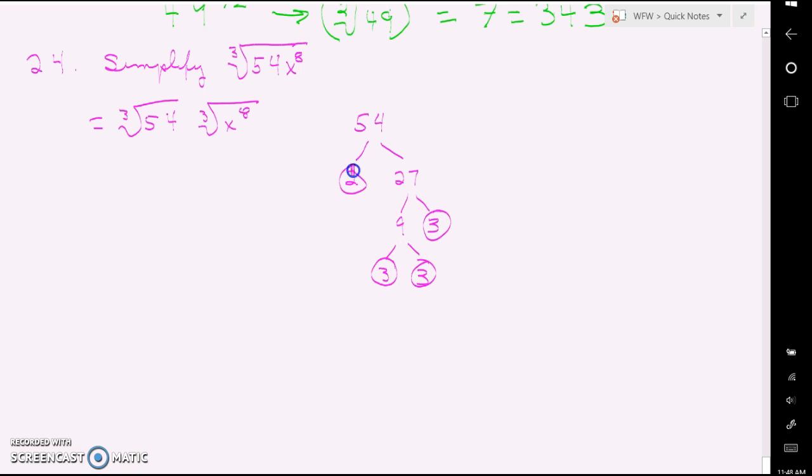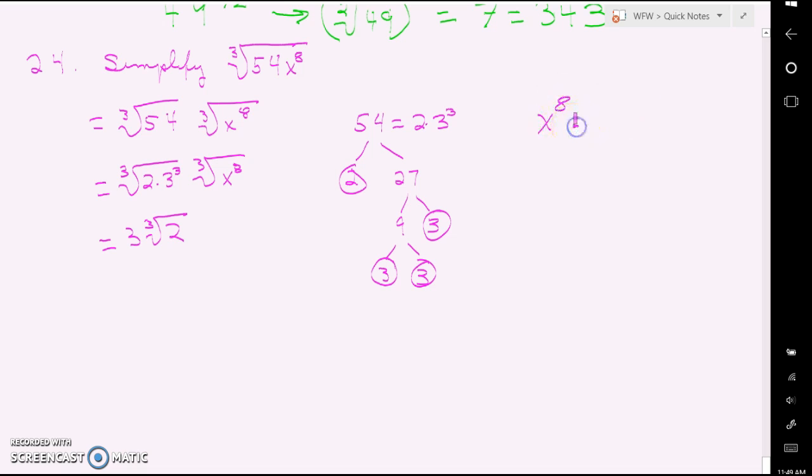Let's circle them, and 2. So you're circling everything prime that's at the bottom of your tree. And so you have 54 is 2 times 3 cubed. So we have the cube root of 2 times 3 cubed, and the cube root of x to the 8th, which we'll deal with in a minute. So the cube root of 3 cubed is 3, and we're left with, don't forget your index, the cube root of 2. Now let's look at the cube root of x to the 8th.